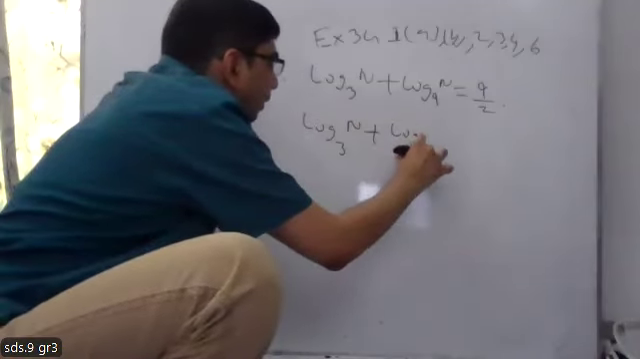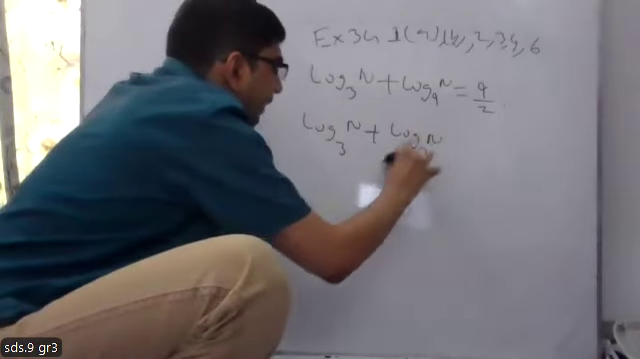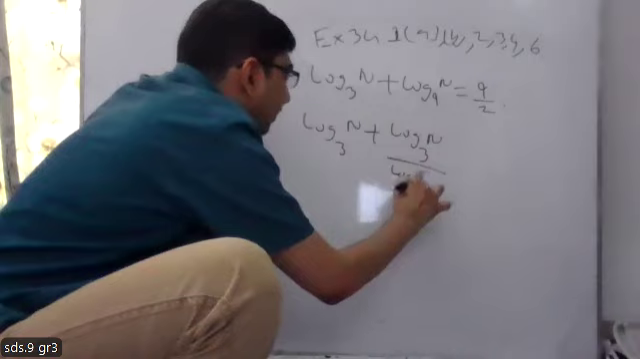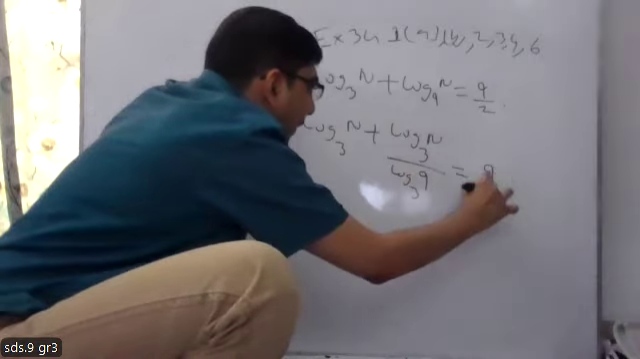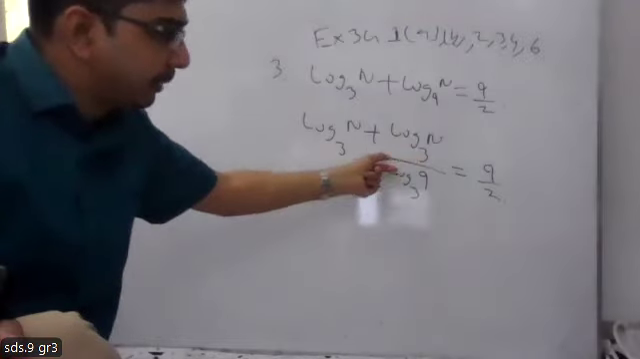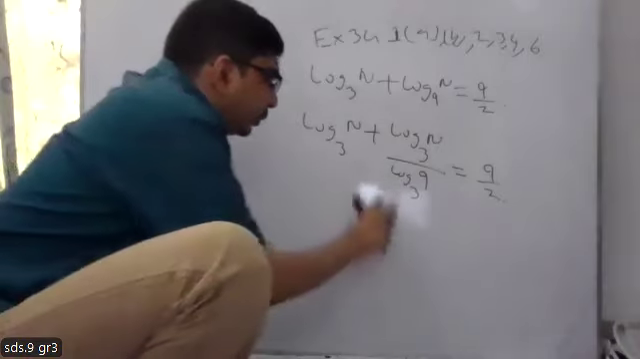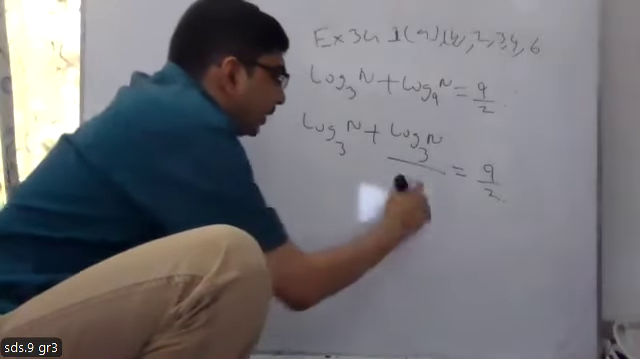So log n base 9, if I apply the base change formula, is log n base 3 divided by log 9 base 3. What is 9? 9 is 3 square. So the 2 I can bring over here. Log 3 base 3 is 1. So you have 2 over here.